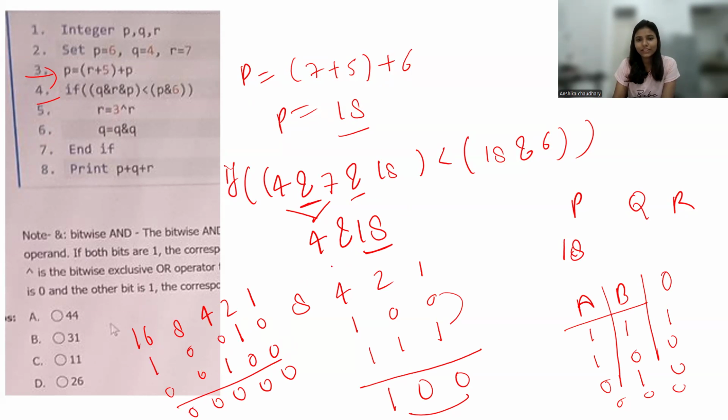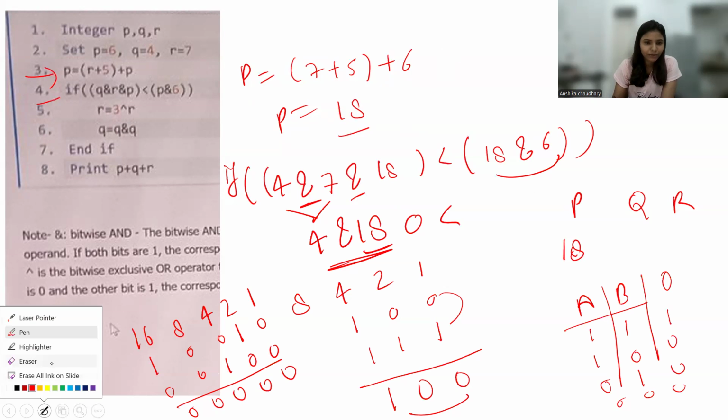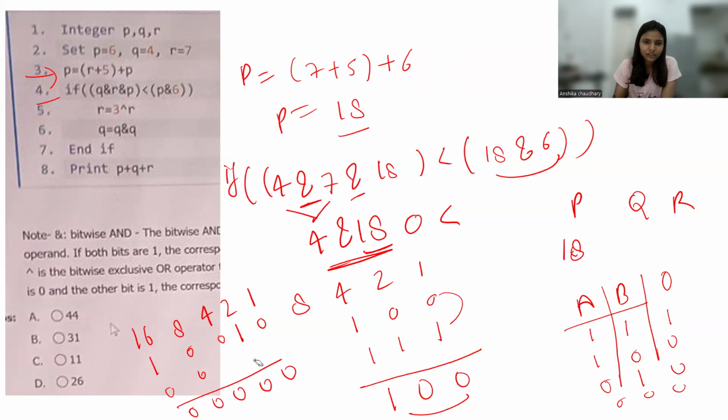So the result of this is 0 is less than 18 and 6. So again, let me take it here. Okay, so that it will be easy for me as well. For 6, what will be the code? 110. So let's take 0, 1, 1, 0, and the rest will be all 0. So this will become 2. So 0 is less than 2. Yes, the condition is true.